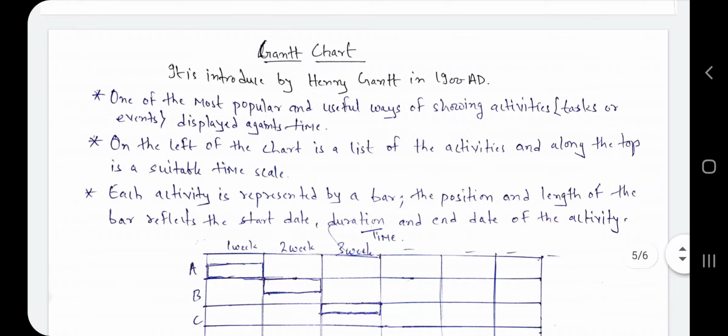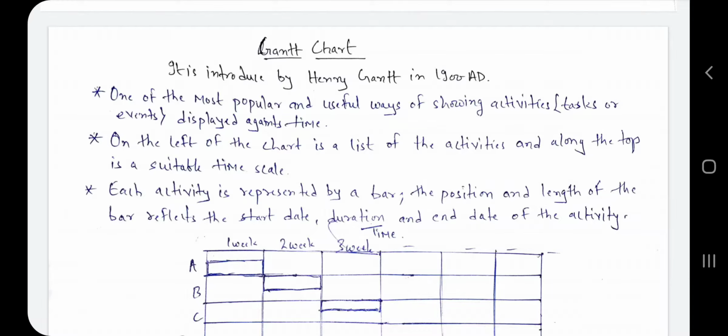Now we will discuss the Gantt chart. It was introduced by Henry Gantt in 1900 AD. This is the most popular and useful way of showing activities, tasks or events. Activities are divided into two parts, that is a task or an event. So it is a popular way of showing activities displayed against time.